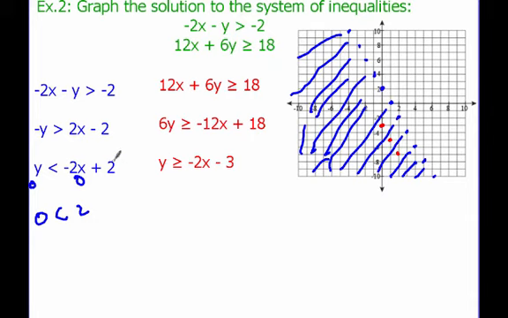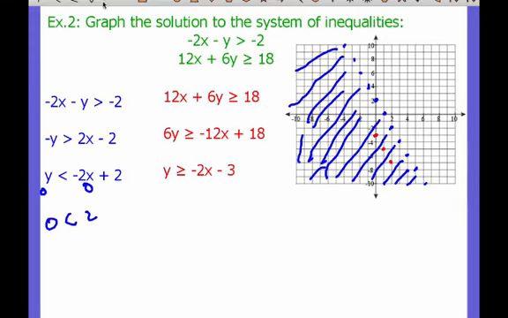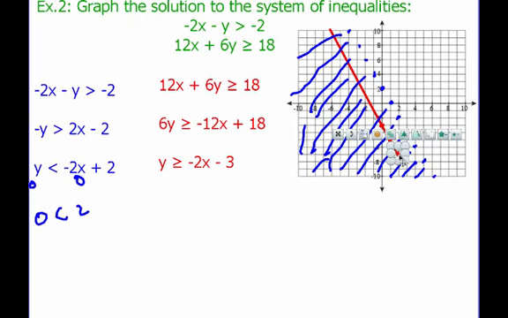Notice that these are parallel lines here. This is a solid line. It goes through here like this. Alright. Notice we're dealing with parallel lines here. So I'm going to make my line bigger. Okay. So I've got these parallel lines here.